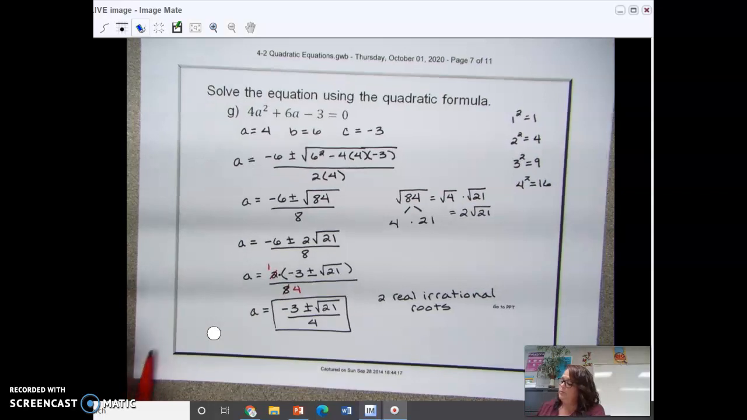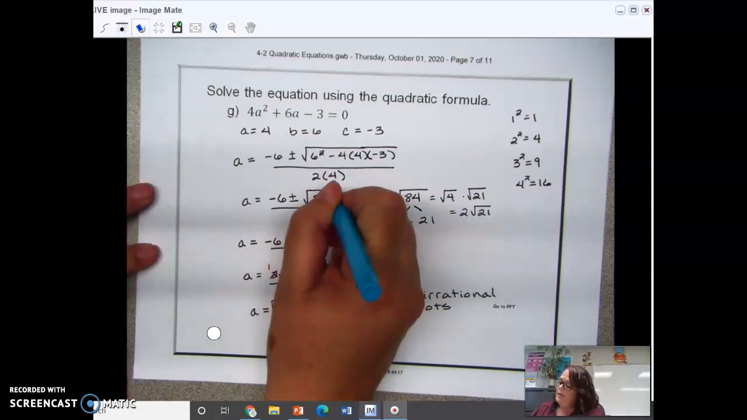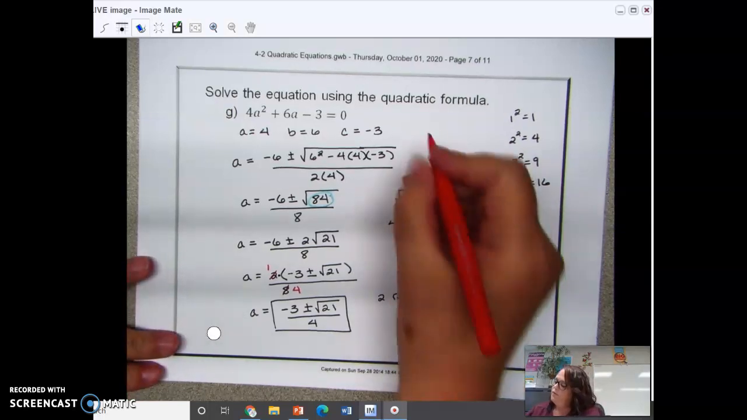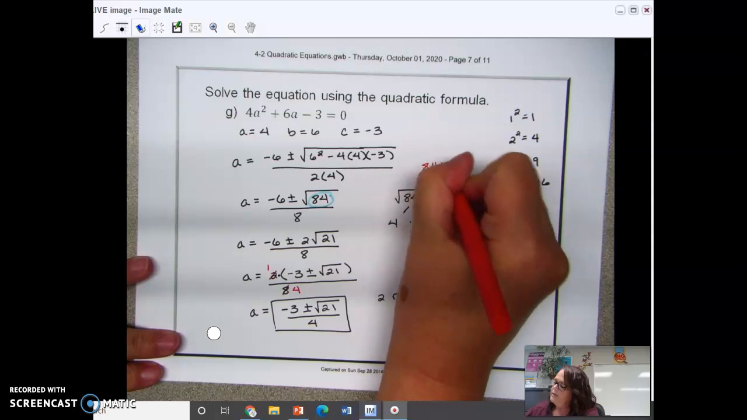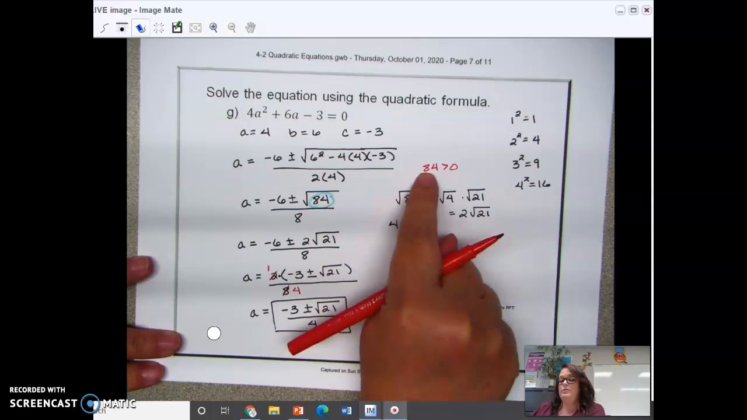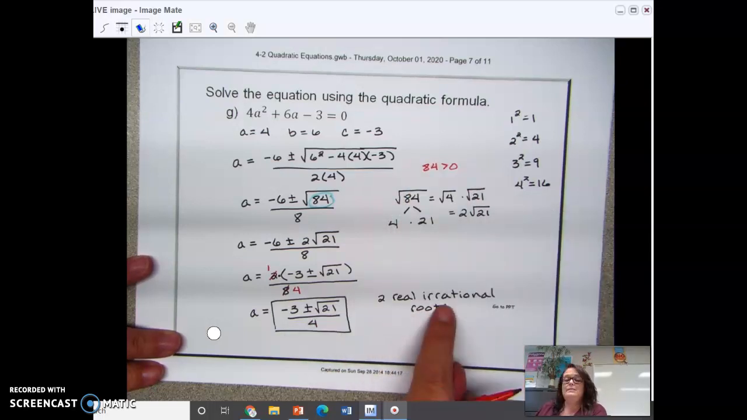So looking at example G, we ended up with 84 inside of our radical. So my discriminant was 84, and 84 is greater than 0. That's what tells me I have two real roots. And then the fact that it's not a perfect square, 81 is a perfect square, and 100 is a perfect square, but not 84. That means I'm never going to be able to get rid of that radical, so it's two real irrational roots.